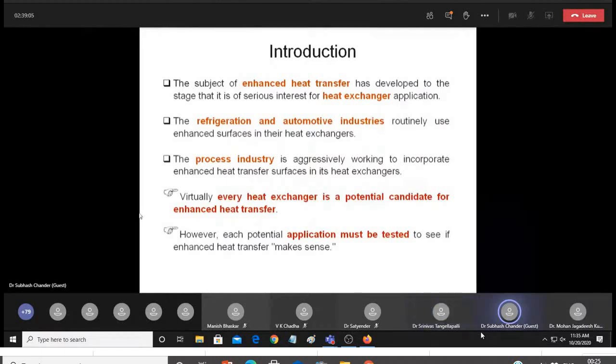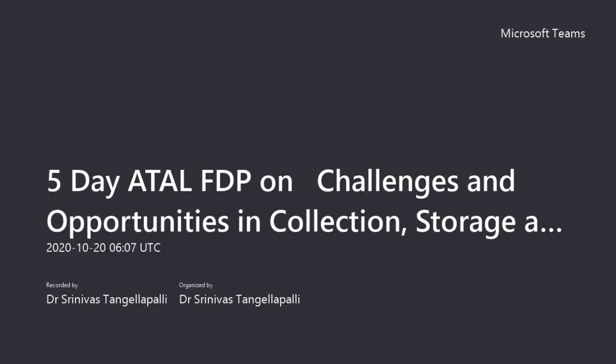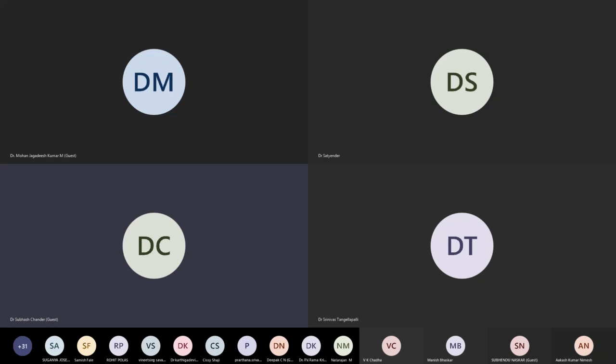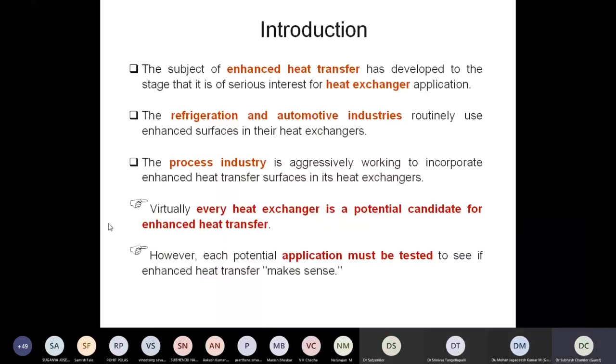Starting with the introduction, the subject of enhanced heat transfer has developed to the stage that it is of serious interest for heat exchanger applications. I'm using the word heat exchanger. It is a bigger challenge in case of heat exchangers. The process industry is aggressively working to incorporate enhanced heat transfer surfaces in its heat exchangers.